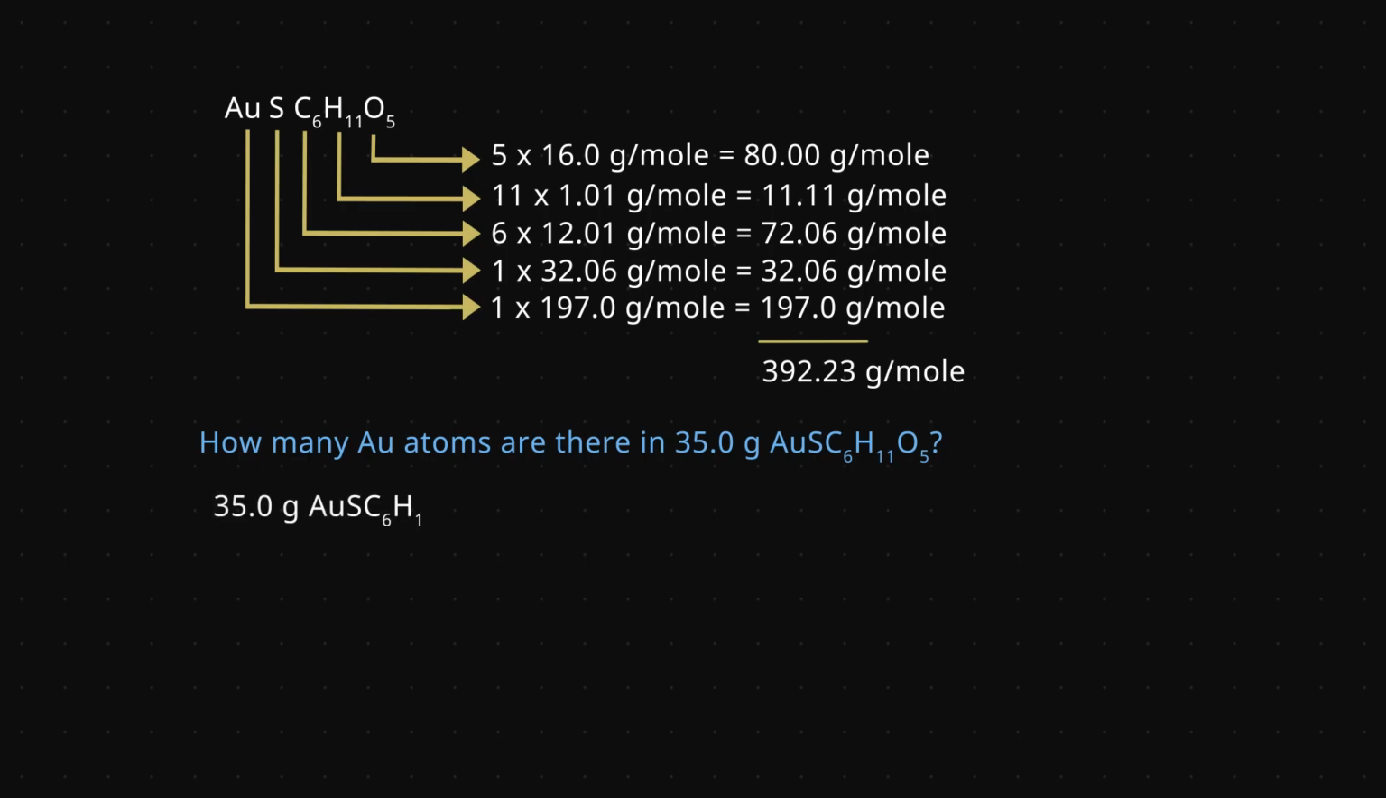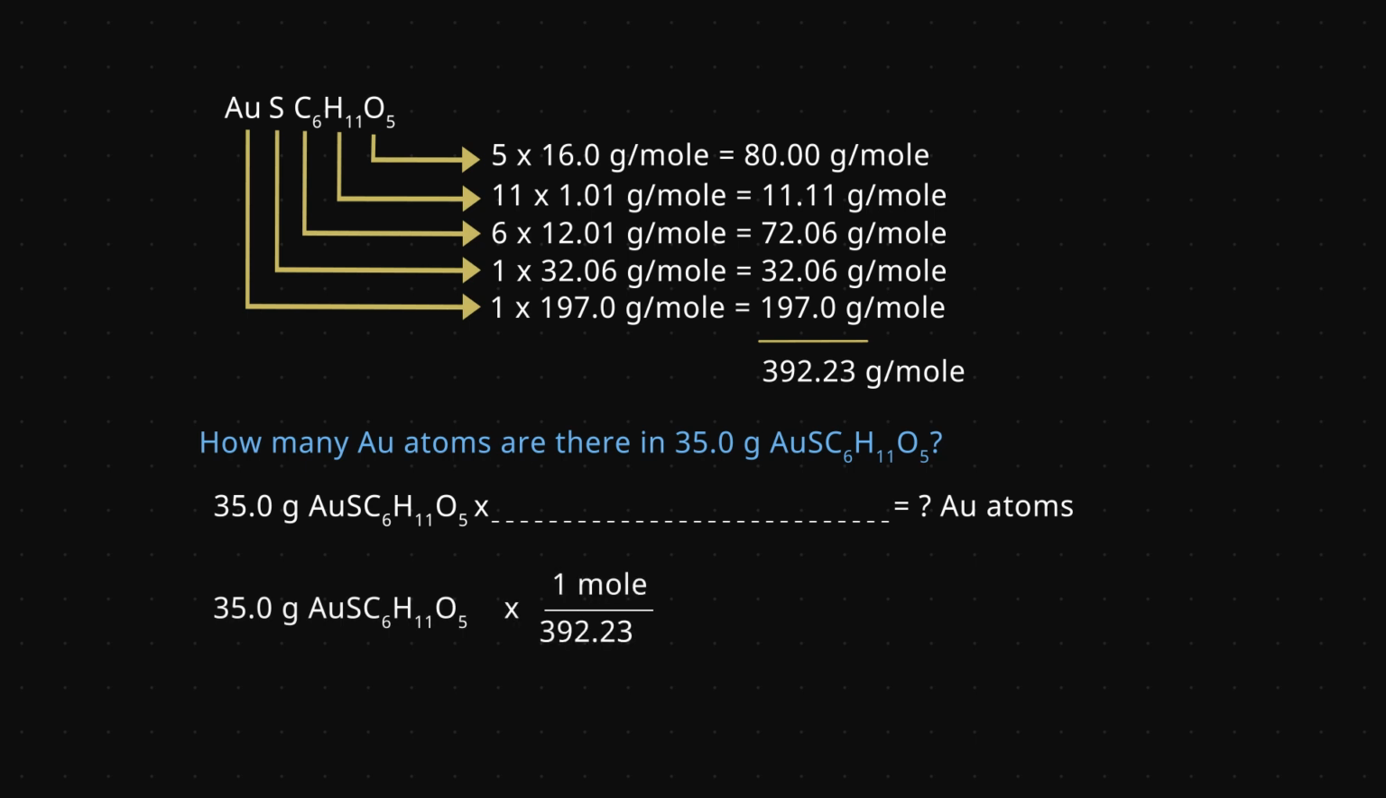Let's set up our calculation using dimensional analysis. Starting with 35 grams of aurothioglucose, we can convert this mass to moles by multiplying by 1 mole over 392.23 grams. The grams in the denominator of the molar mass cancel the grams of 35 grams. This gives us the moles of aurothioglucose. We can then use Avogadro's number to convert the number of moles of aurothioglucose to its number of molecules. To convert moles of aurothioglucose to molecules, we multiply by 6.022 times 10 to the 23rd molecules over 1 mole. The moles cancel out, leaving us with the molecules of aurothioglucose.